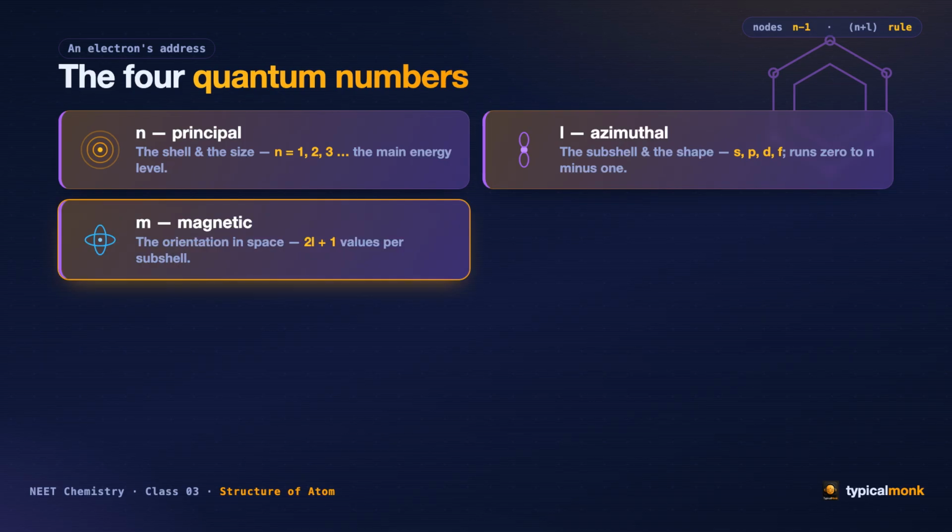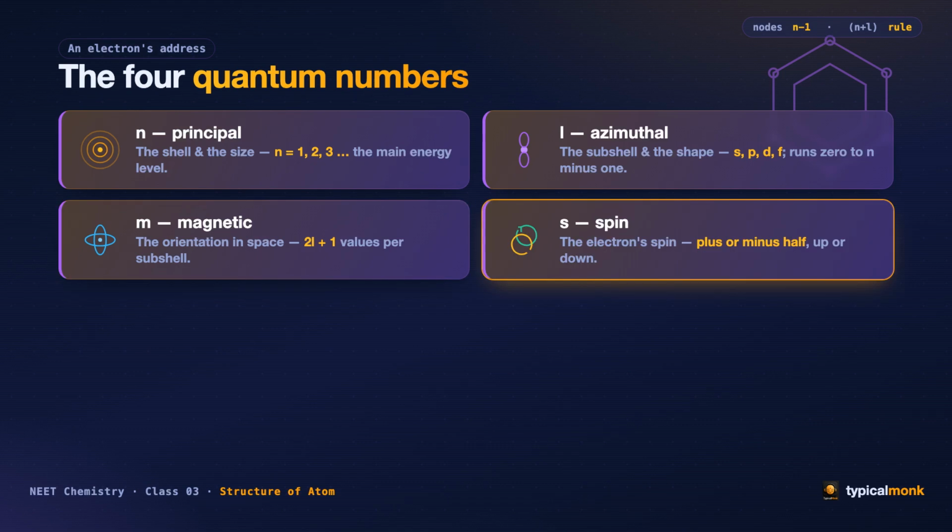The third is m, the magnetic quantum number. It names the orientation, which way the orbital points in space. For a given l, m takes 2l plus 1 values, running from -l through 0 to +l. So a p subshell with l equal to 1 has 3 orientations, 3 p orbitals. And the fourth is the spin quantum number. Each electron spins one of 2 ways, +1/2 or -1/2, spin up or spin down. 4 numbers, 1 electron, 1 unique address. No 2 electrons in an atom can ever share all 4.